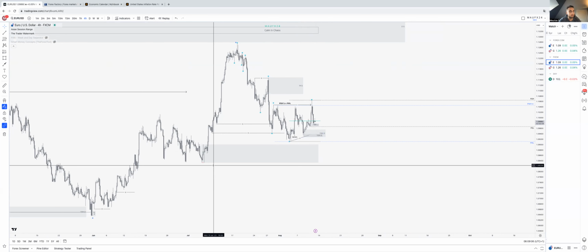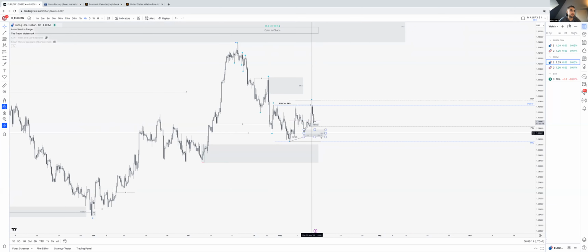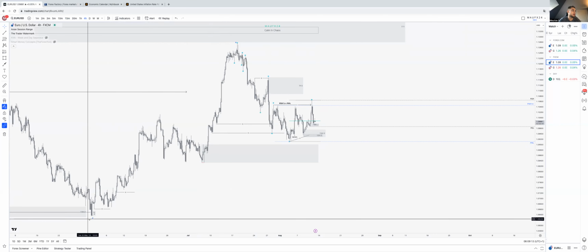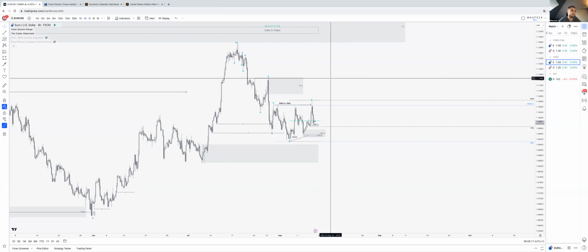So I don't know, liquidity wise, a bit tricky. Structure wise, low, high, and now we get that realignment on the light blue structure. So looking for longs on that.